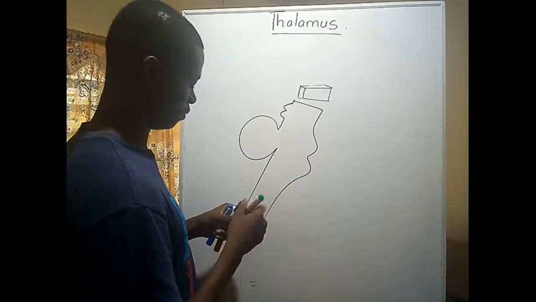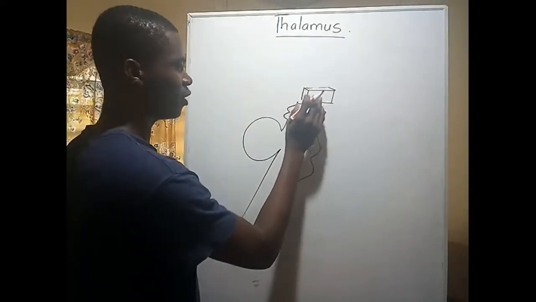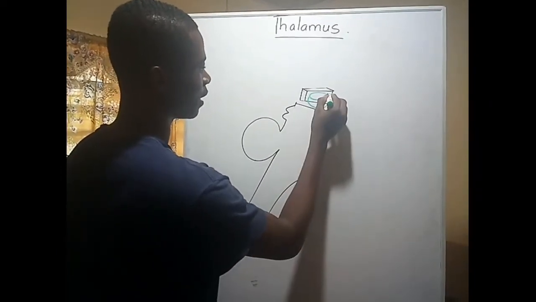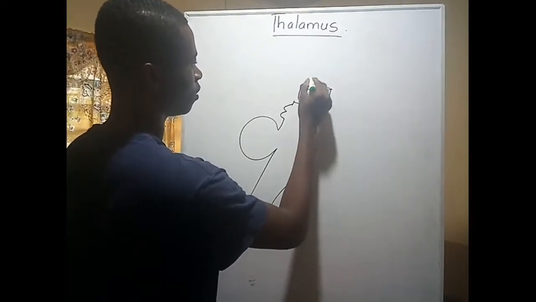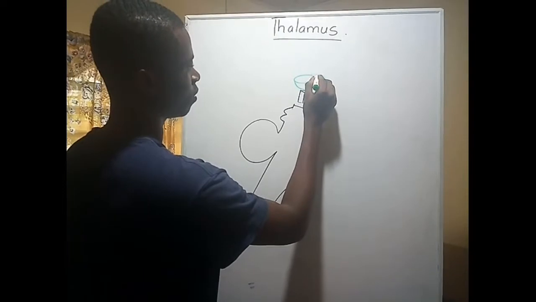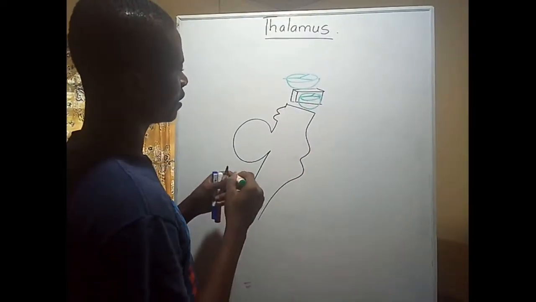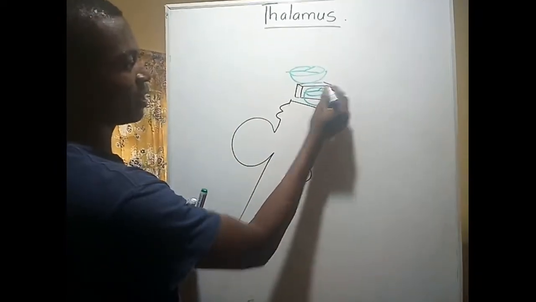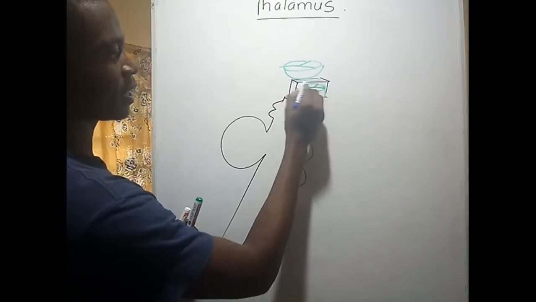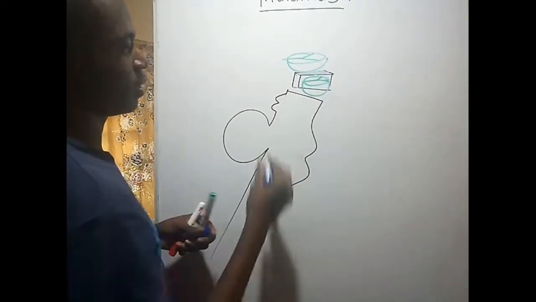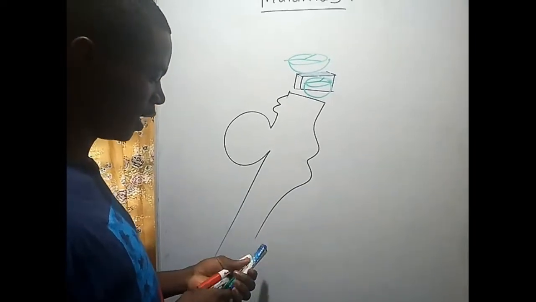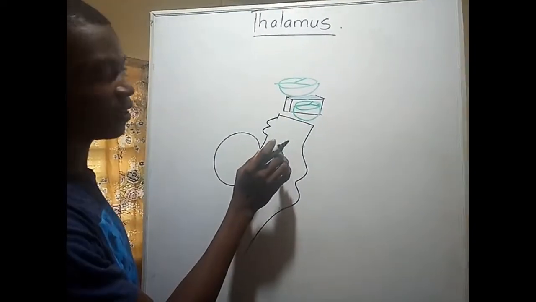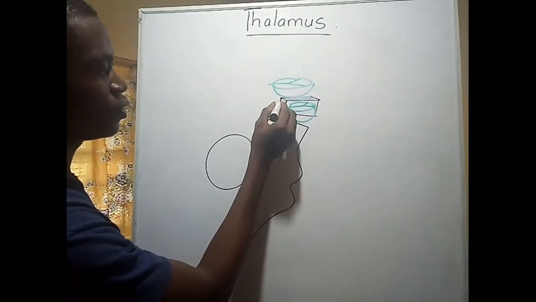Now, on the lateral side of each cavity, we have an ovoid structure. This ovoid structure is on the lateral sides of the third ventricle. This cavity you see here is the cavity of the third ventricle. Now, this structure we see here is called the thalamus. Is that okay?